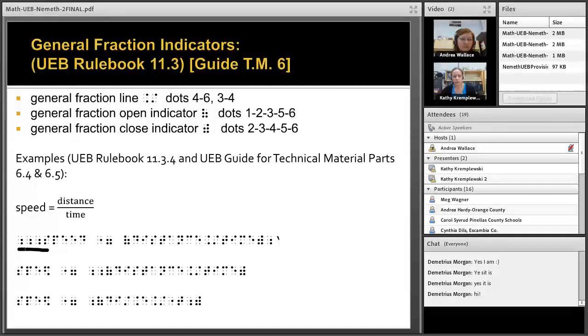And then whenever you start the grade 1 indicator, you have to close it. And I don't know why that doesn't have it in braille. But it should be the 5, 6 followed by the dot 3, which is always our terminator.